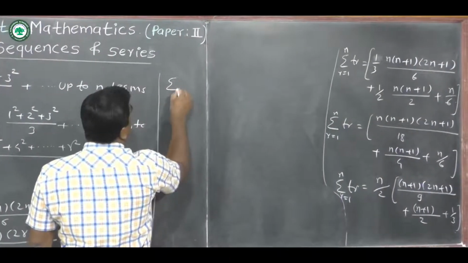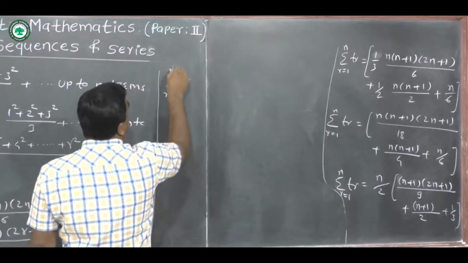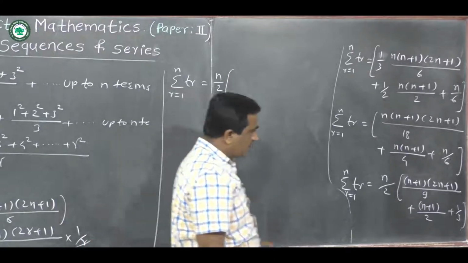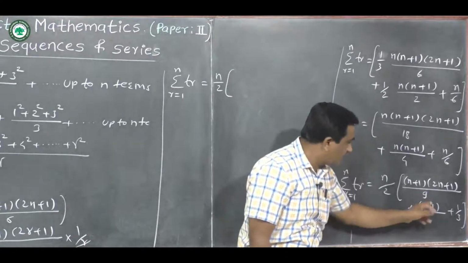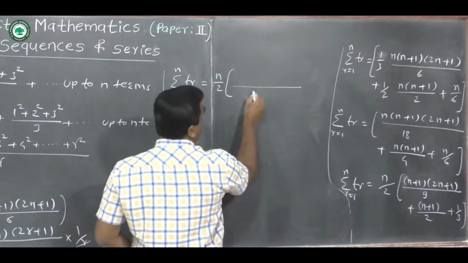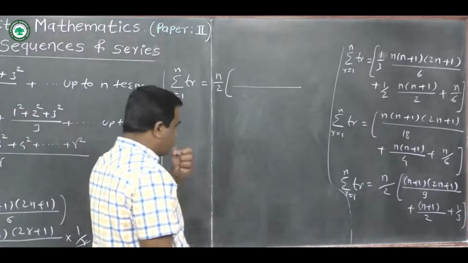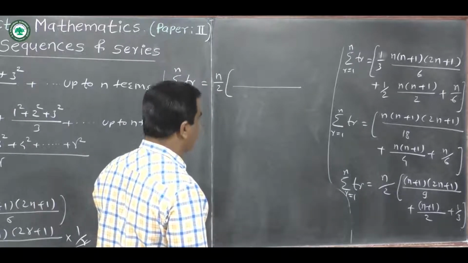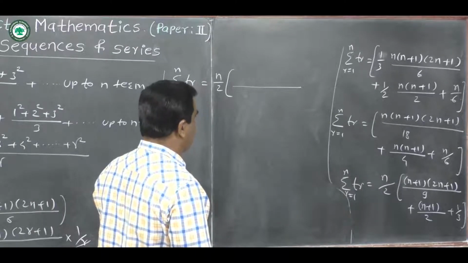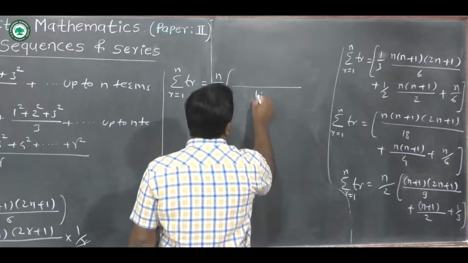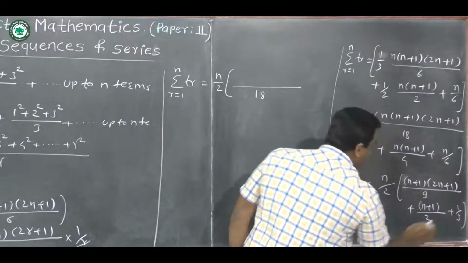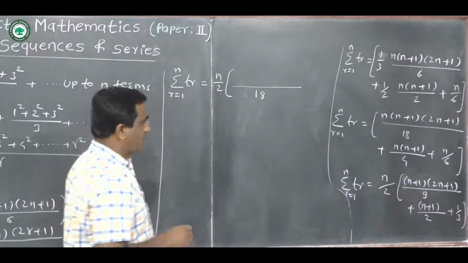Now further we simplify this. Summation of tr, r goes from 1 to n, equal to n upon 2 into, in bracket, the addition of all these three terms. Now we take the LCM. LCM of 9, 2 and 3 is 18, not 9. Therefore we can take the addition here.